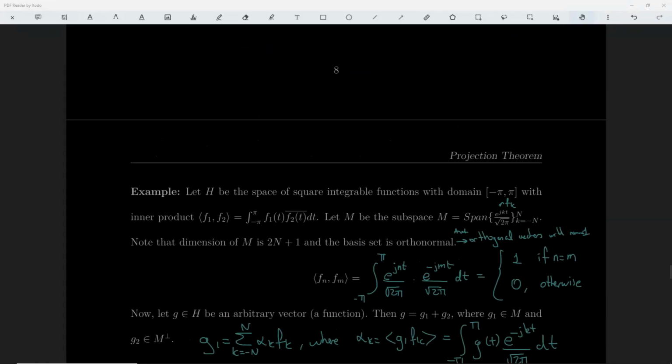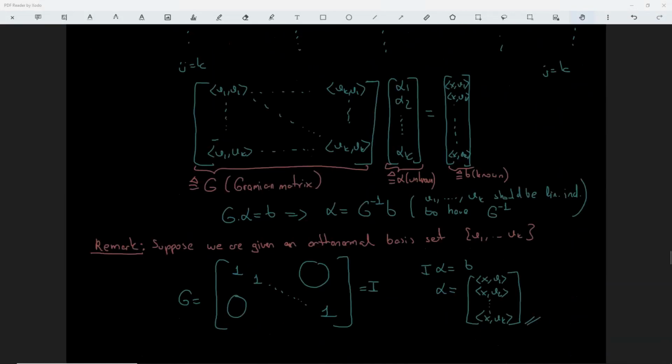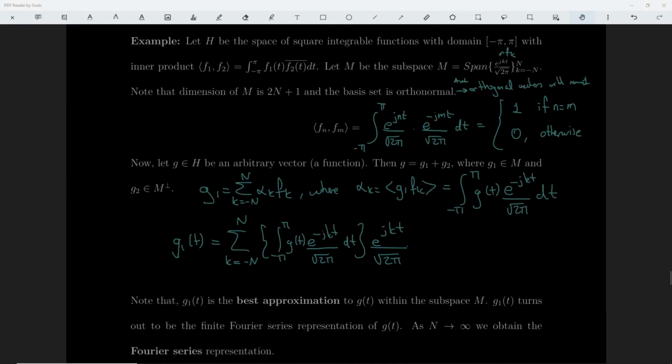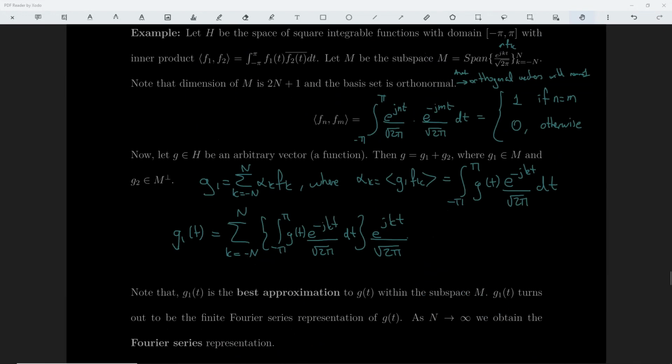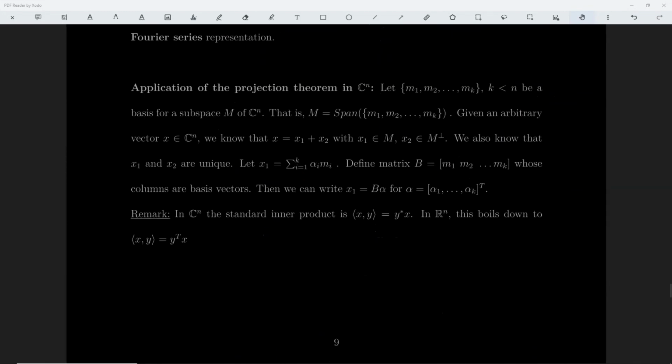All right, so we have seen the application of the projection theorem for general vector spaces and a small example on the function spaces where we ended up with the Fourier series representation. Now we will consider the case of n-dimensional complex vector space, okay?